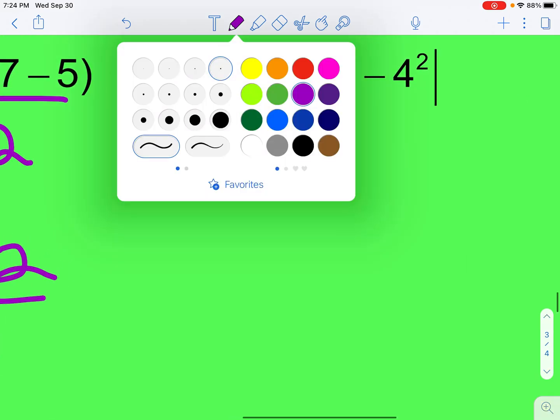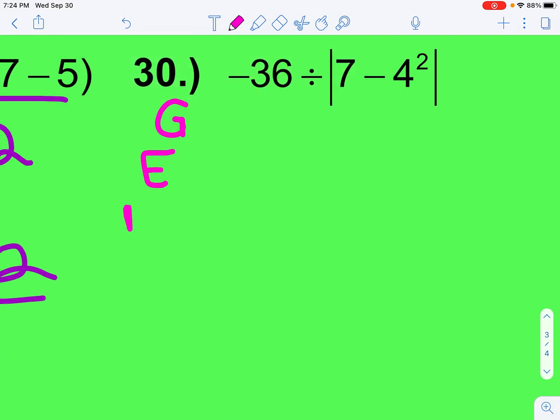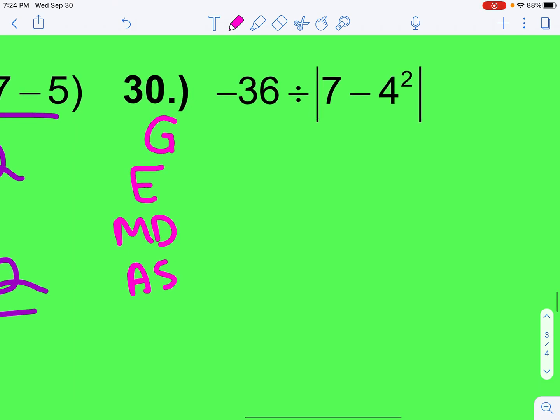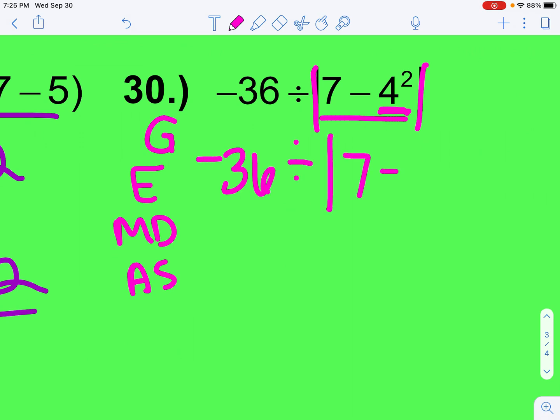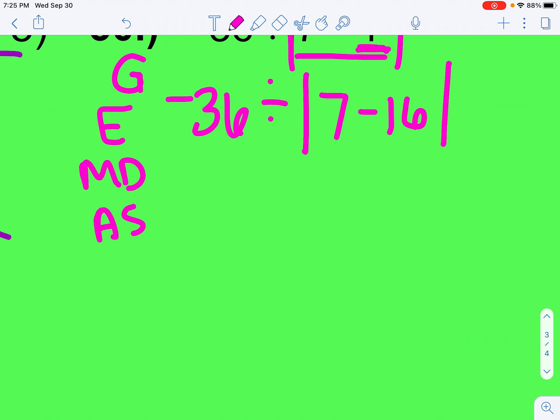Alright, let's look at number 30. Again, I'm writing GEMDAS, so I remember what steps these go in. My first step is grouping symbols. So if you notice, these absolute value signs are acting like a grouping symbol in this problem. Okay, inside my grouping symbol, I have 7 minus 4 squared. So that tells me I need to solve my exponent first. Alright, so 4 squared is 16. And then I use my absolute value signs as well.